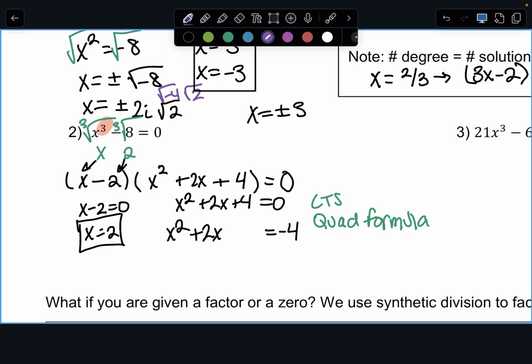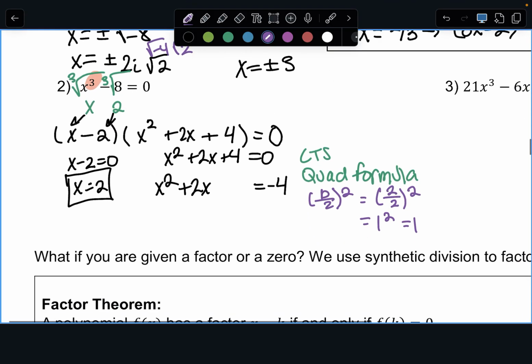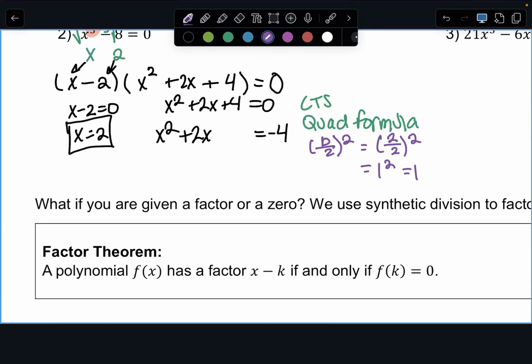Then we needed the piece that I told you to memorize. Go ahead. B over 2 squared. B is 2, so 2 over 2 squared. That's 1 squared, so that's 1. What should I do with that 1? Add it to both sides.